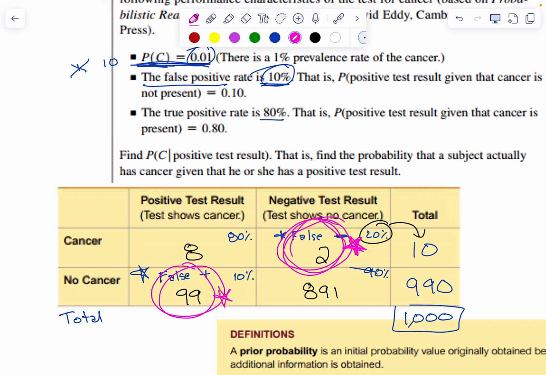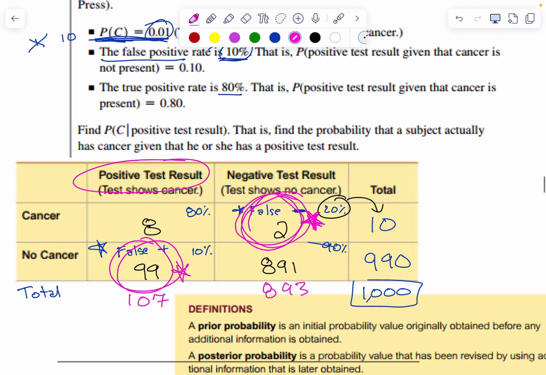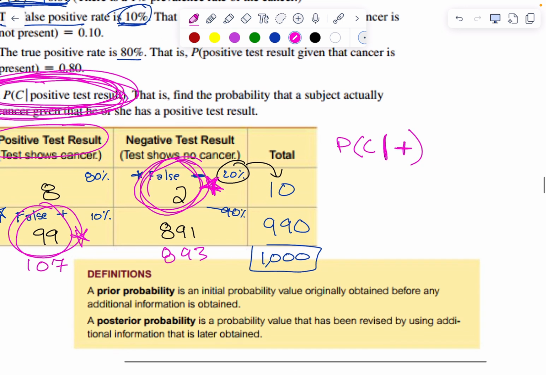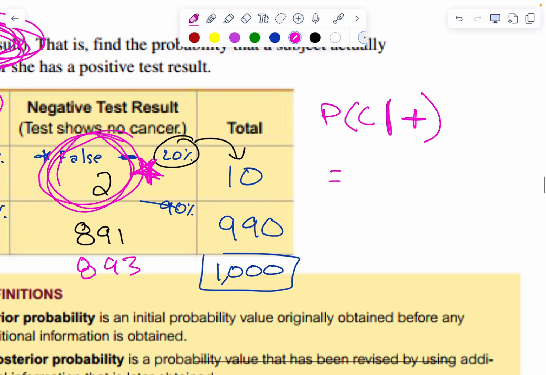So total positive test results would be what, 107, and total negative would be 893, right? Okay, and then over there we have totals also. Okay, find the probability. So I do this table. They say find the probability that somebody has cancer given that they had a positive, right? This is what we're doing right here. Has cancer given they have a positive test result. We're just going to look at that number.